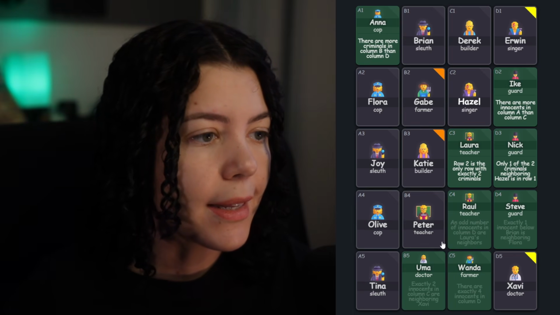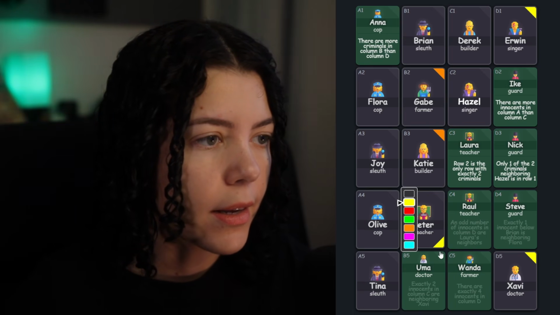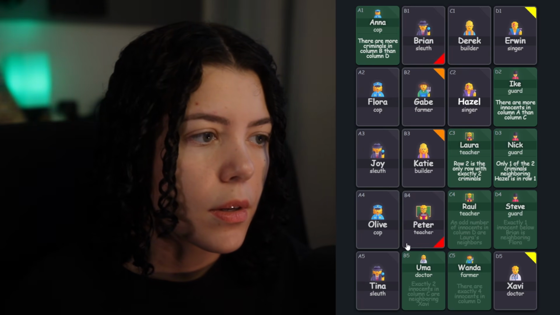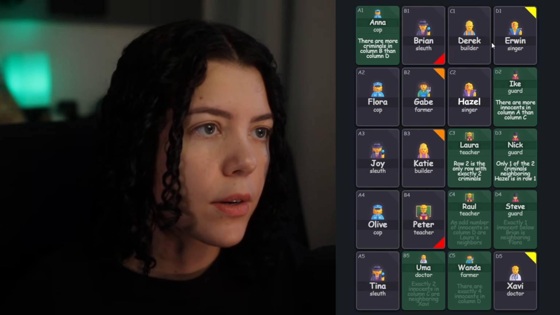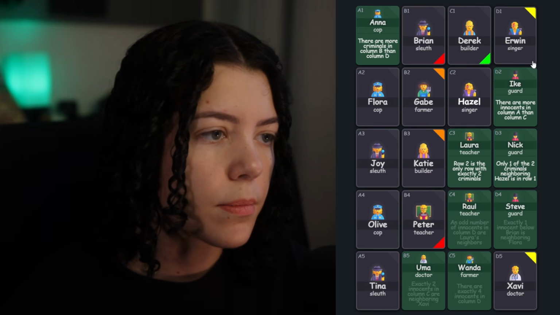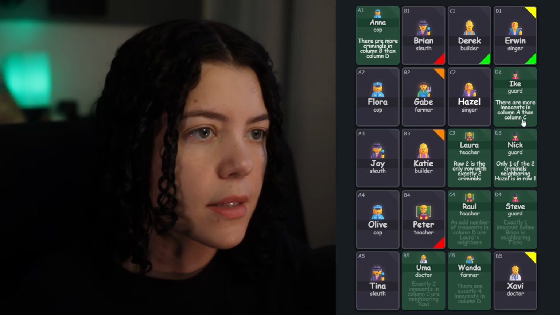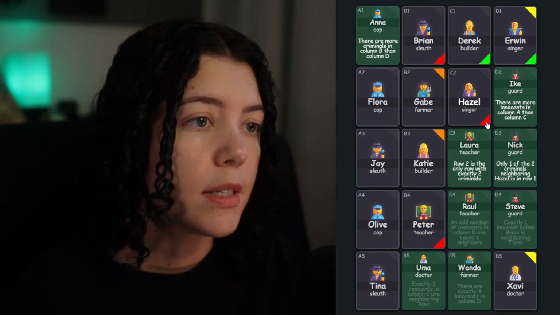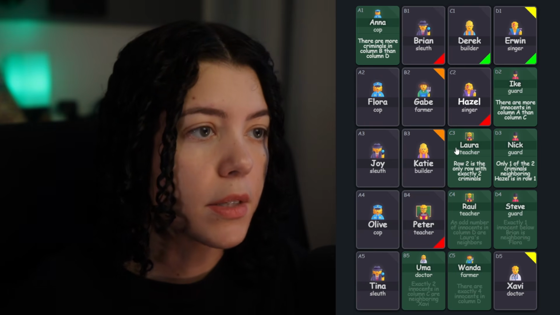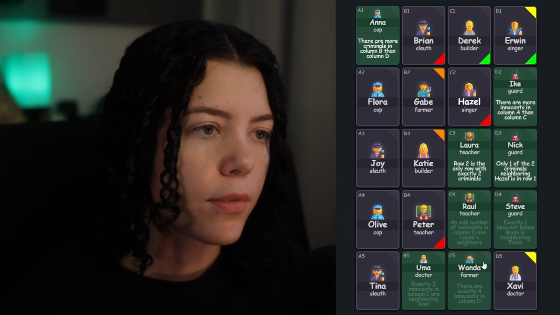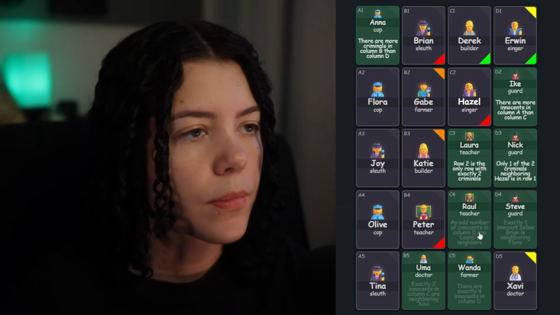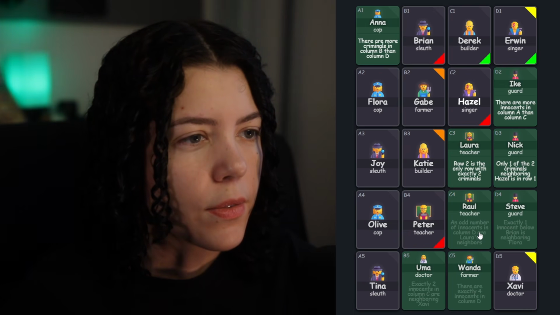So how do we disambiguate that? Let's make both Peter and Brian criminals. What happens then with Derek and Irving? Both of them are innocents. And we know there are more innocents in column A than column C. So we would need Hazel to be a criminal, because if she were an innocent, there would be no way for column A to have more innocents than column C, since both of them would have the most people possible being innocents. That's one of the things.